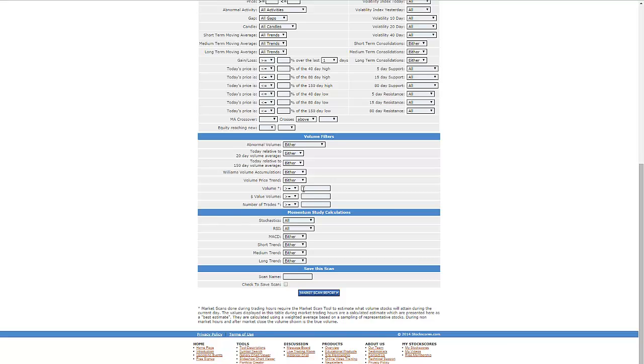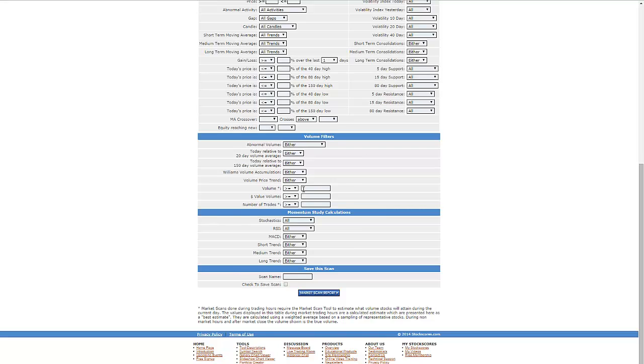So if it's 10 o'clock, the filter will say, well, so far today it's traded 100,000 shares, and we know that in the first half an hour it trades 8% of its total volume for the day, and therefore it's on pace to trade more than 1 million shares a day. And so you can use the same filters throughout the day without having to adjust them. And that's a key thing about this market scanner.